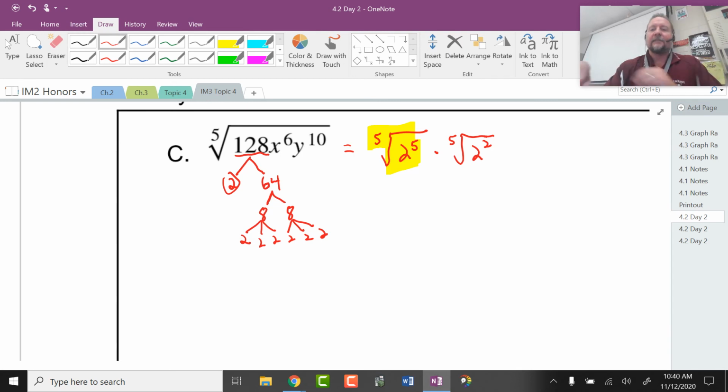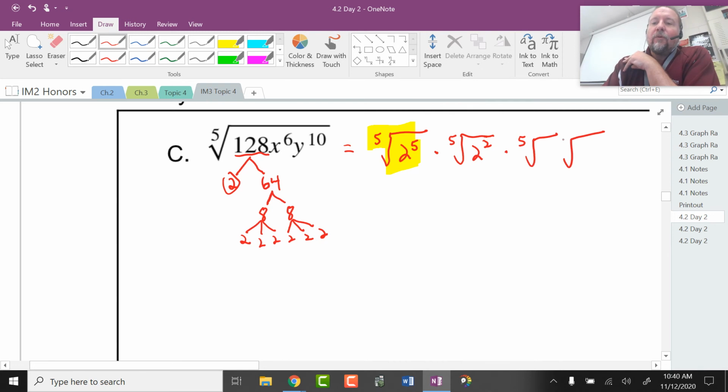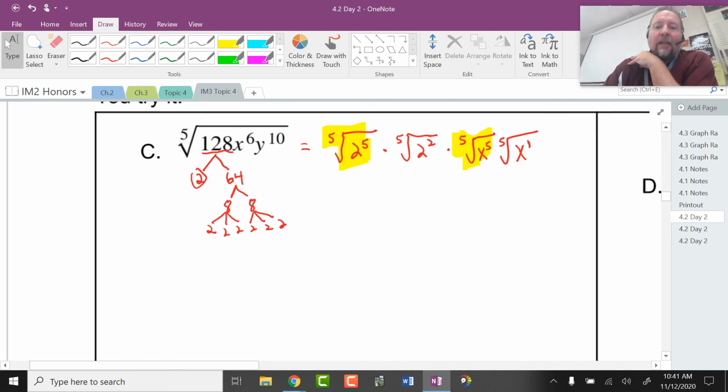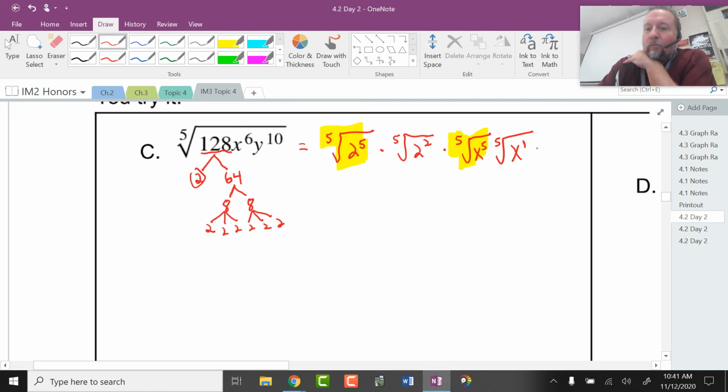Hey, how do I break down the x to the sixth? We're going to make it two different fifth roots. Not third, we have a fifth root. So I need x to the fifth. And then what does that leave left over? Well, 5 plus what equals 6? 1. Okay, so what we're doing is getting perfect fifth roots identified. And then how about y to the 10th? Is it perfect or not? Oh, it is.